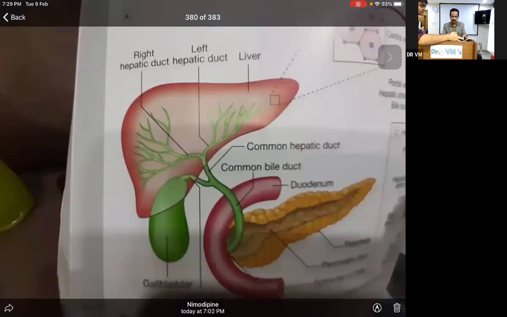And this is the hepatobiliary system. You can see here the right hepatic duct, left hepatic duct. Yesterday we were talking about this. And the cystic duct, gallbladder, common hepatic duct, and common bile duct, CBD, and the pancreatic duct, both opening just behind the duodenum in the C loop of the duodenum.